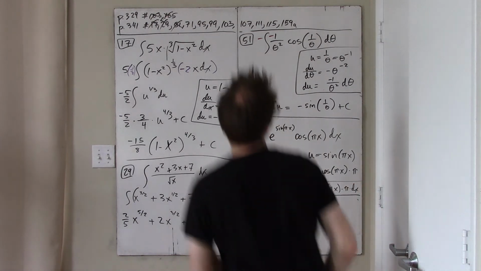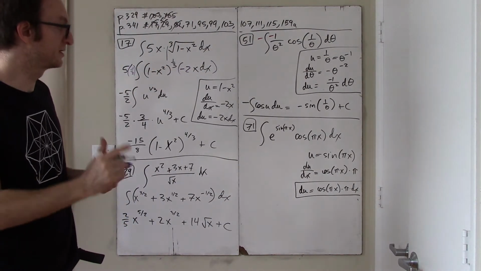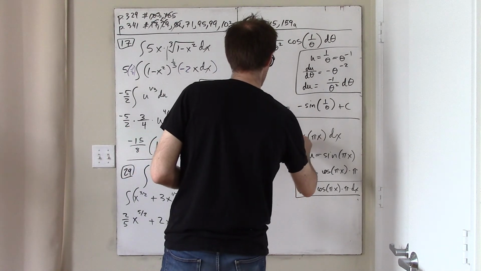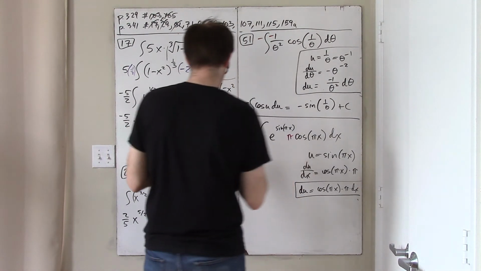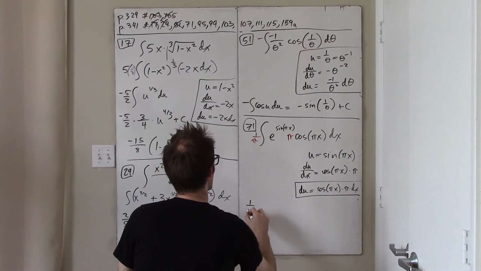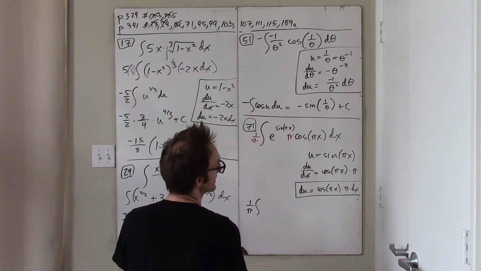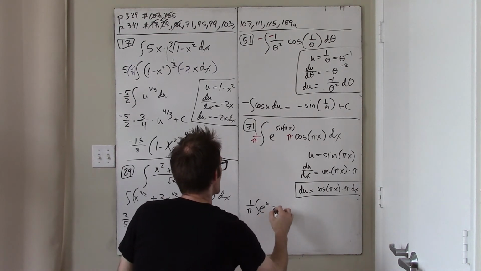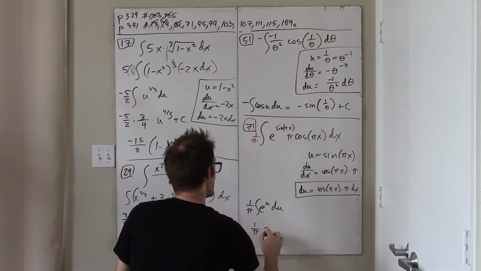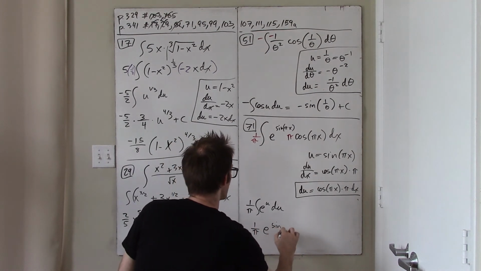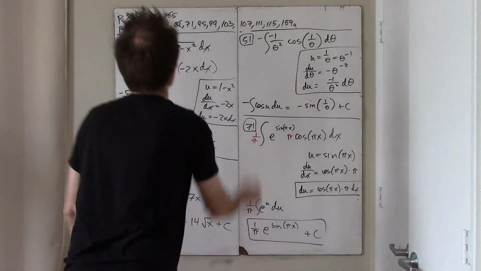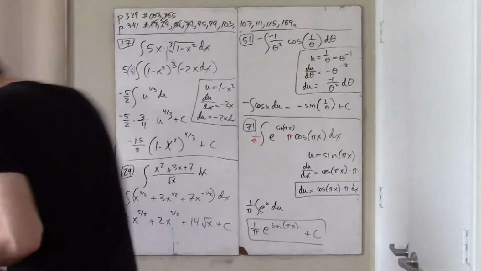All is good except for the pi, so I just stick in the pi, undo the damage with a 1 over pi, and thus we get 1 over pi times e to the u du. And the antiderivative of e to the u is just e to the u, so this is 1 over pi e to the sine pi x. Probably could have just done that whole problem in your head, to be honest. Okay, good, making some progress.